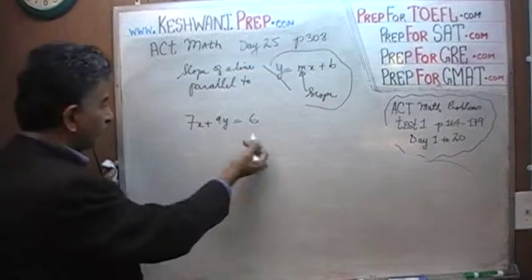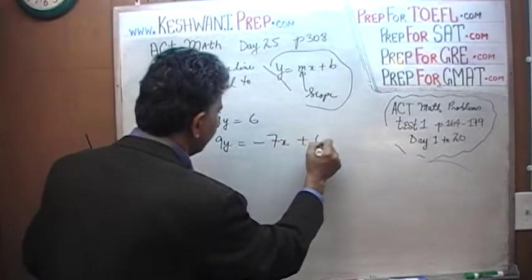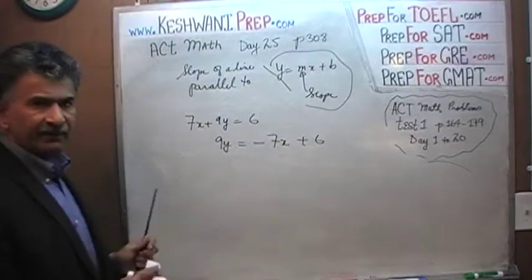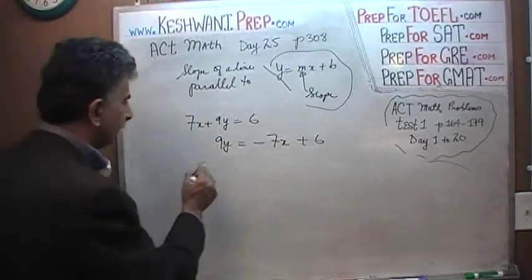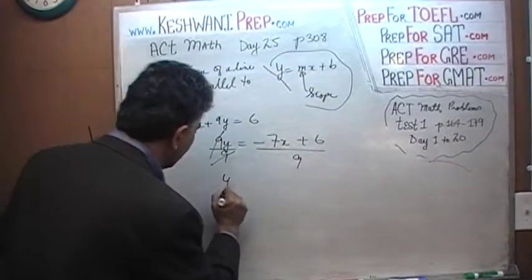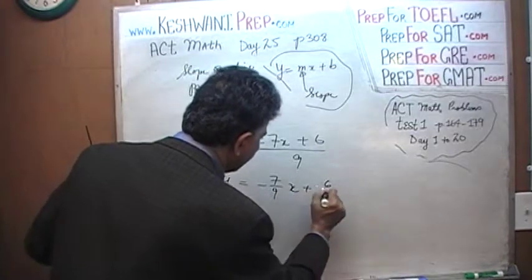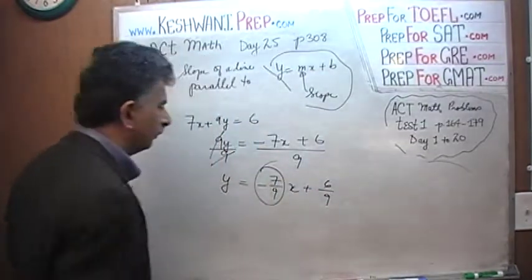Subtract 7x from both sides, so we get 9y equals negative 7x plus 6. And then divide both sides by 9. Divide this side by 9 and divide that side by 9. So y equals negative 7 over 9 x plus 6 over 9. Voila, this is your slope.